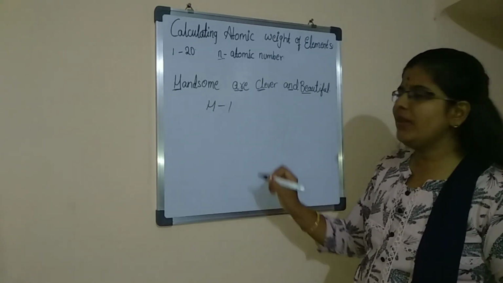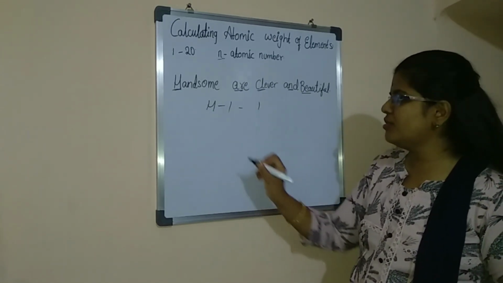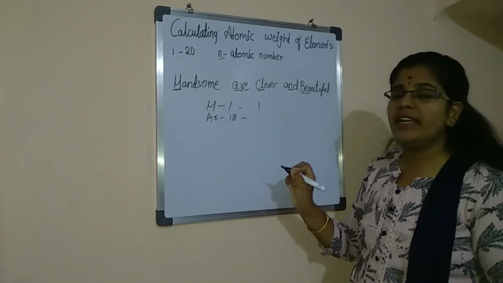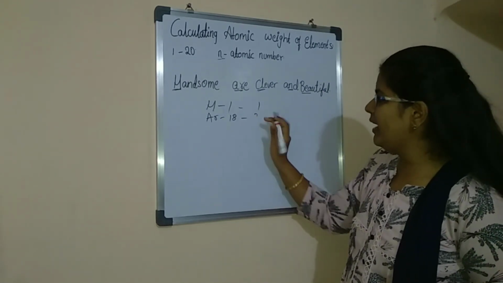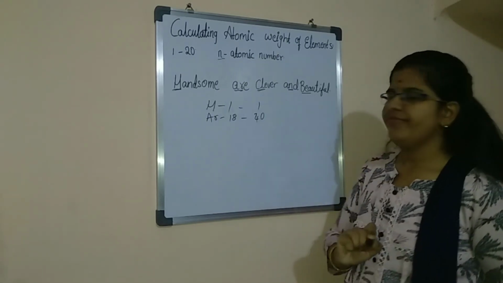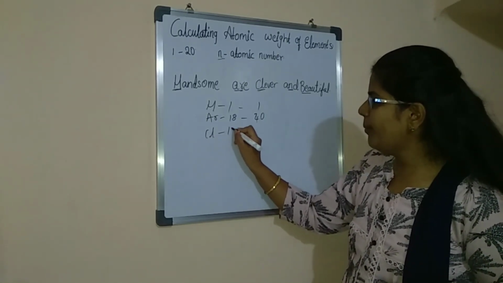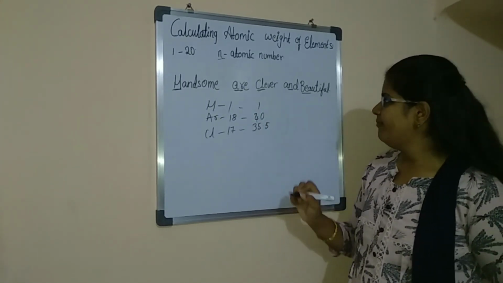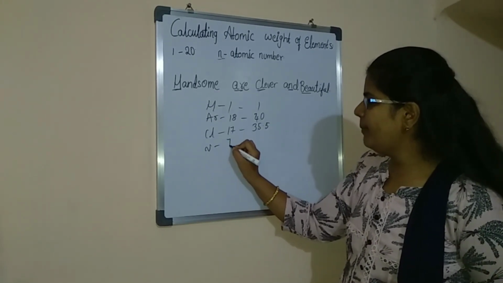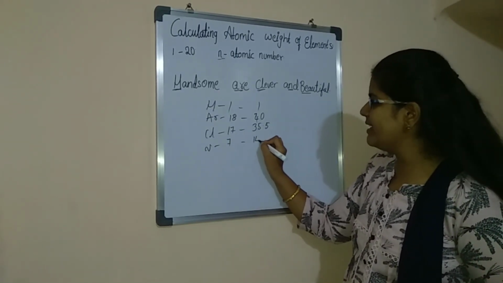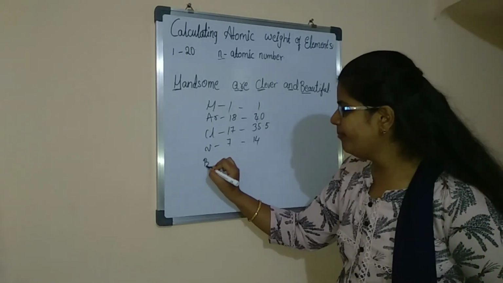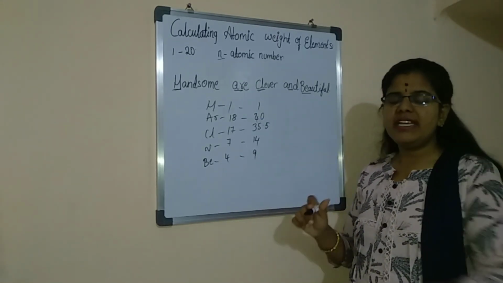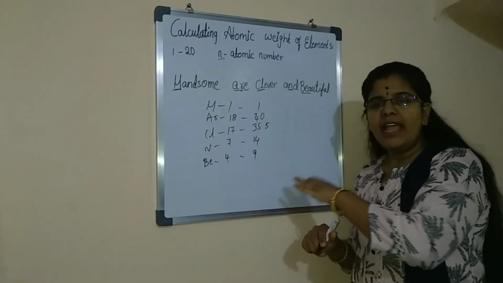Hydrogen atomic number is 1 and atomic weight is also 1. Argon atomic number is 18 and atomic weight is 40. Chlorine atomic number is 17 and atomic weight is 35.5. Nitrogen atomic number is 7 and atomic weight is 14. Beryllium atomic number is 4 and atomic weight is 9. So these are the 5 exceptional elements and their atomic weights.